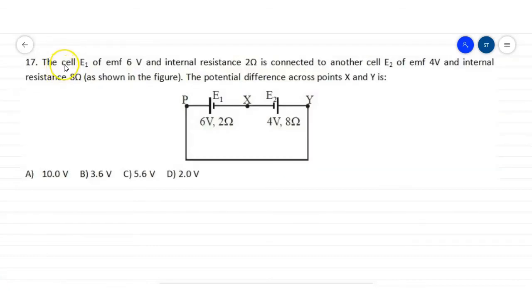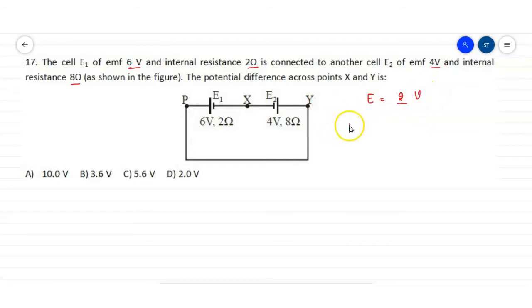Hello everyone. The question given is, the cell E1 of EMF 6 volt and internal resistance 2 ohm is connected to another cell E2 of EMF 4 volts and internal resistance 8 ohm. The potential difference between the point X and Y is. So here if you observe the diagram, negative terminal of E1 is connected to negative terminal of E2. So they will oppose each other. So if I want the net EMF applied in the circuit, that will be higher minus lower, 6 minus 4, which will be 2 volts.